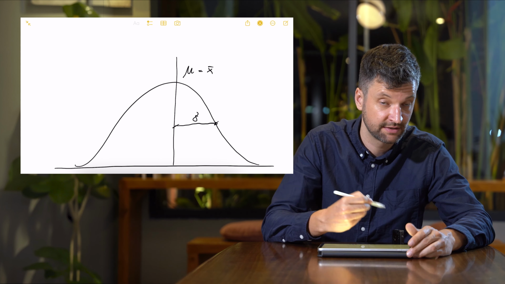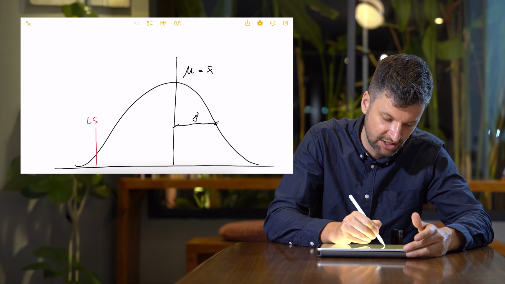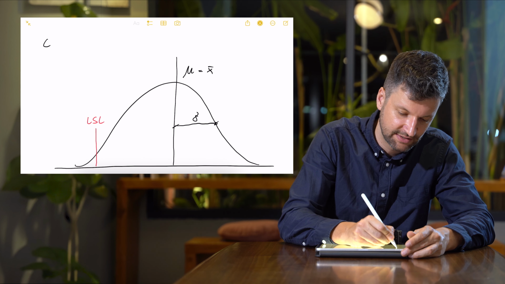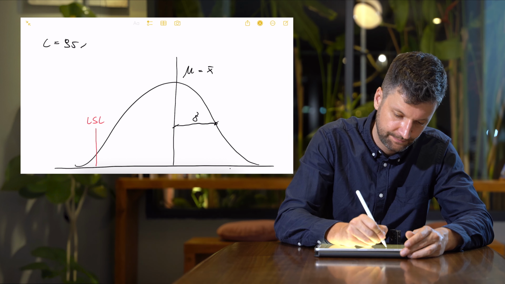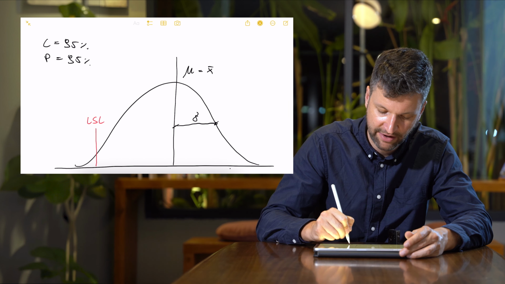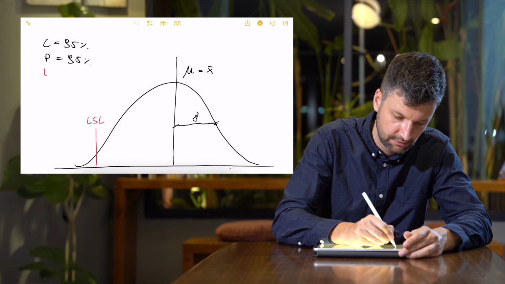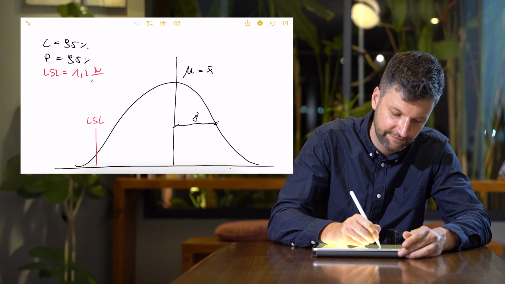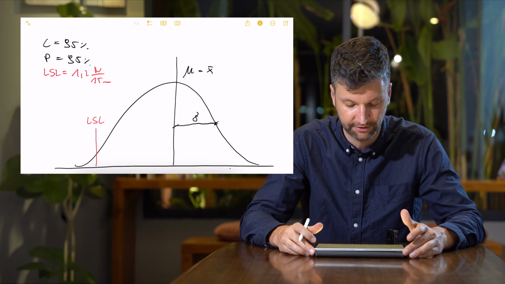A third value that is necessary is our acceptance criteria, and that's, for instance, around here, which is the lower specification limit. So in our example, we have a confidence of, let's say, 95%, a probability of also 95%, and we have a lower specification limit of, for instance, 1.2 newtons per 15 millimeters, which is taken for seal strength.